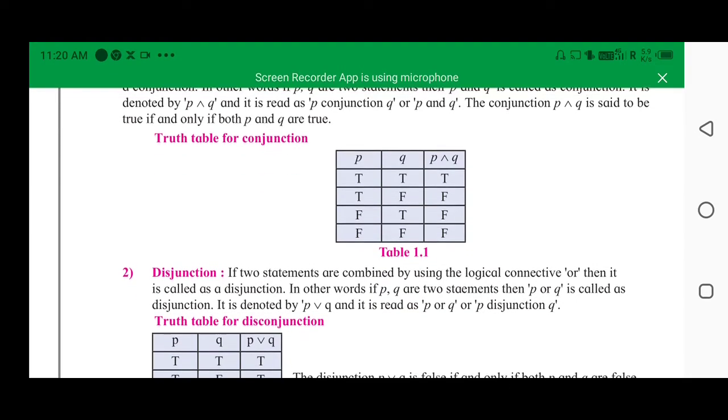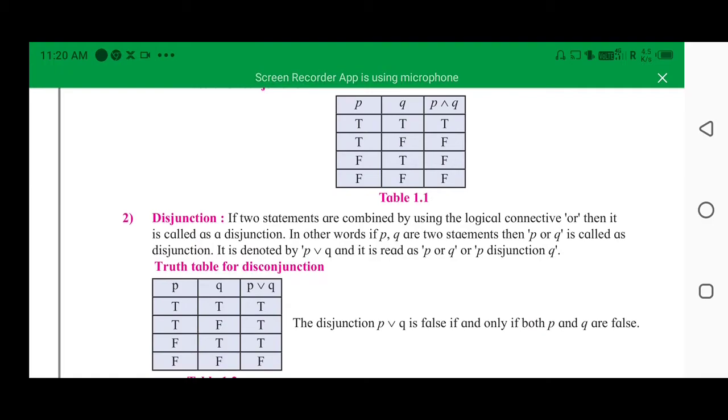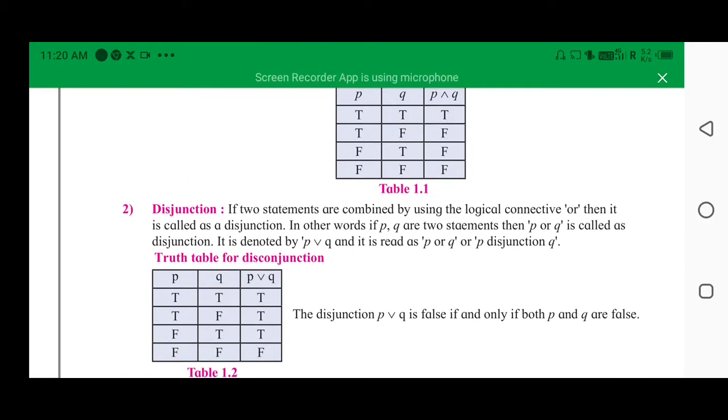Okay, now we will see the disjunction. If two statements are combined by using the logical connective or, then it is called a disjunction. In other words, if P and Q are two statements, then P or Q is called a disjunction. It is denoted by P ∨ Q and read as P or Q. This is the symbol of or. It is optional, or P disjunction Q.